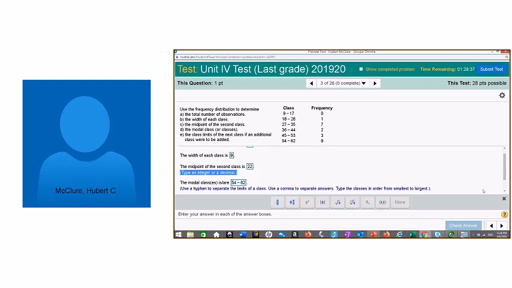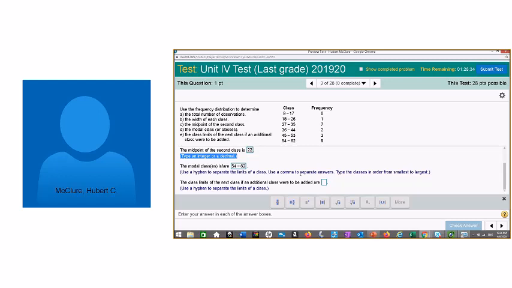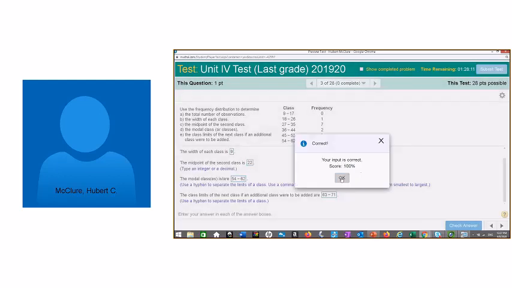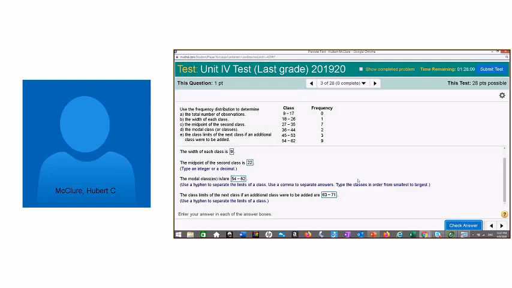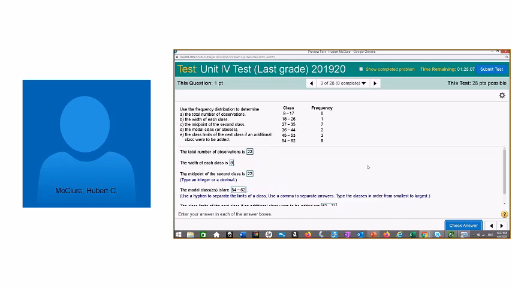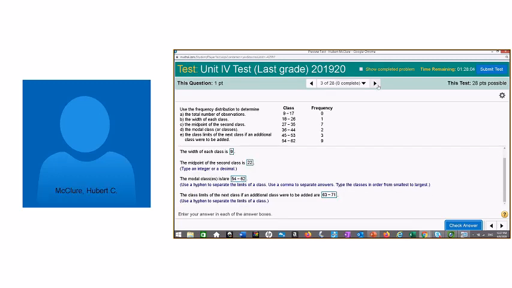And there's another question somewhere. The class limits of the next class, if there were additional classes, would be, what's 54 plus 9? 63. And what is 62 plus 9? 71. That's it. And we feel good about ourselves. It's a good question. Okay. Next.